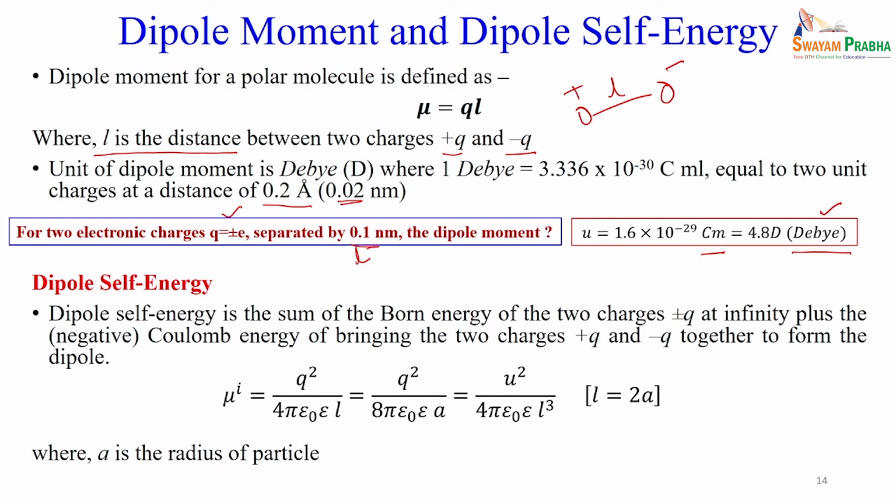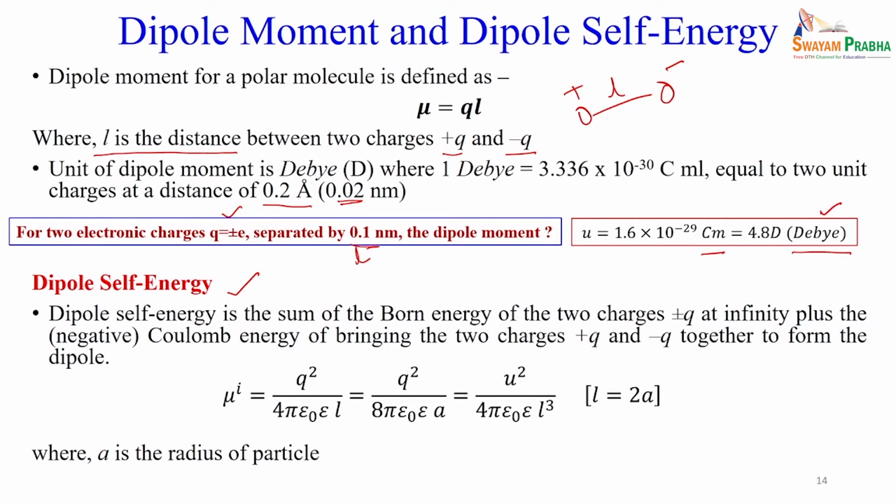Similar to the Born or solvation energy, dipoles also have a dipole self energy. This is very much similar to the Born energy. So, we will simply write here a similar expression as we discussed for the Born or solvation energy of ions. It will be q square upon 4 pi epsilon naught epsilon L.